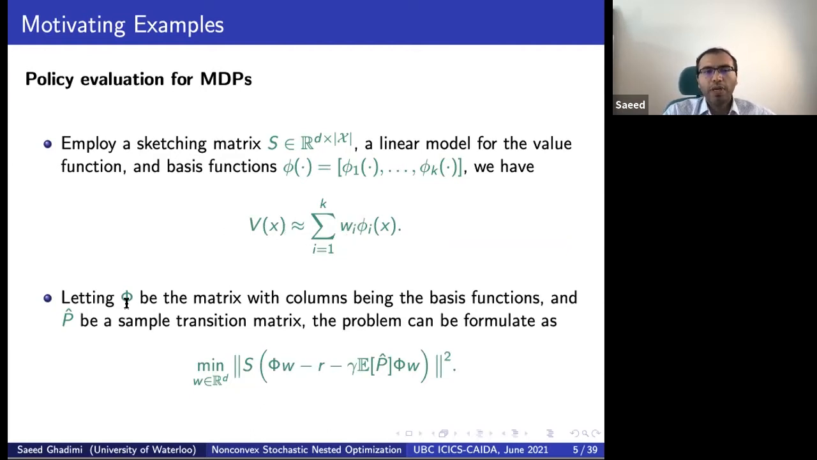So here, assuming that phi is the matrix with columns being these basis functions and P hat is a sample transition matrix, because we don't know the exact transition matrix, then instead of solving the Bellman equation, we can minimize these residuals. So this is a sketching matrix times this quantity. So here, as you can see, we have the squared norm as the outer function and a nonlinear function, and we have the expectation inside this nonlinear function. So we have the nested structure here. If you have an unbiased estimator for P hat, it doesn't give you an unbiased estimator for the objective function.